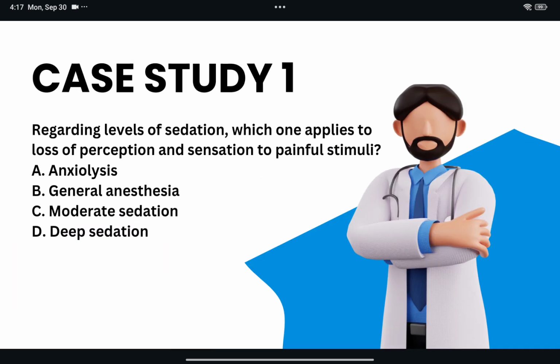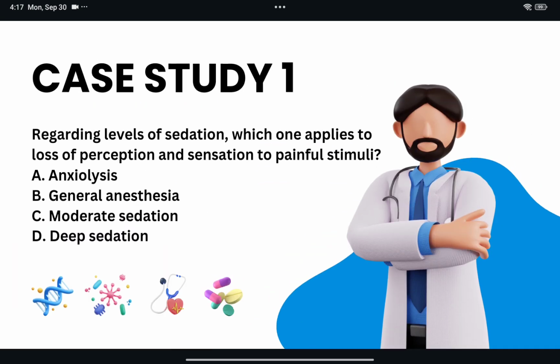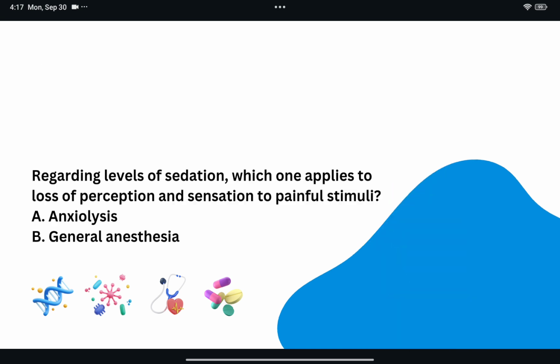The first case study is regarding levels of sedation. Which one applies to loss of perception and sensation to painful stimuli? Both of them are lost. The correct option is B, general anesthesia, because anxiolysis is just a state of relaxation, whereas moderate sedation just maintains adequate airway and respiratory competency. Deep sedation has some response to stimuli, but respirations may be inadequate. General anesthesia is the only one which gives a total loss of perception and sensation to stimuli.